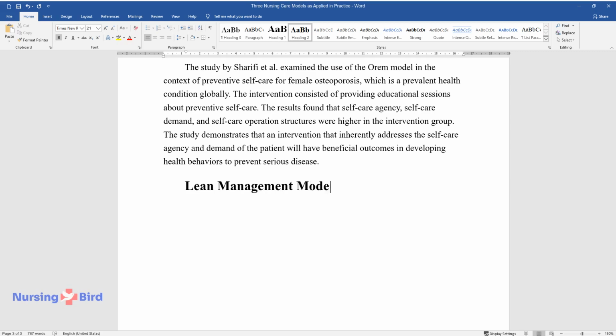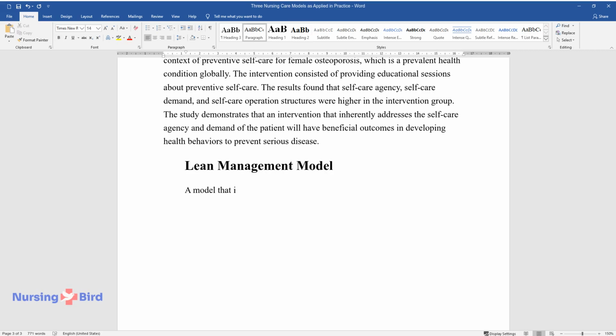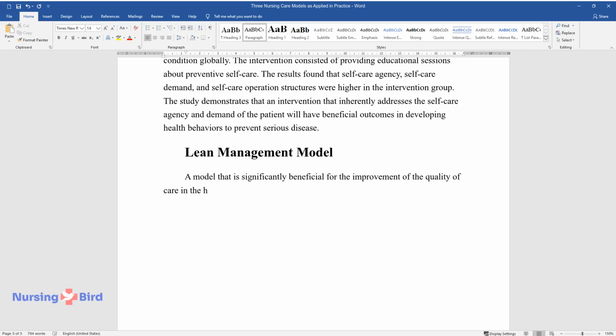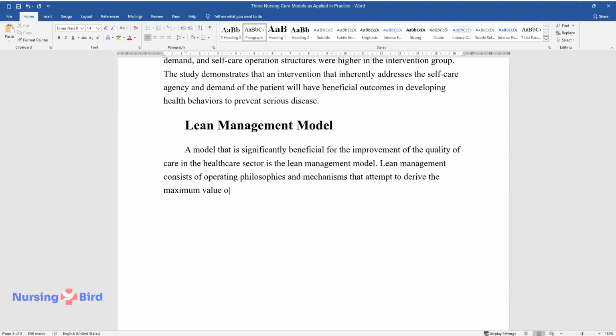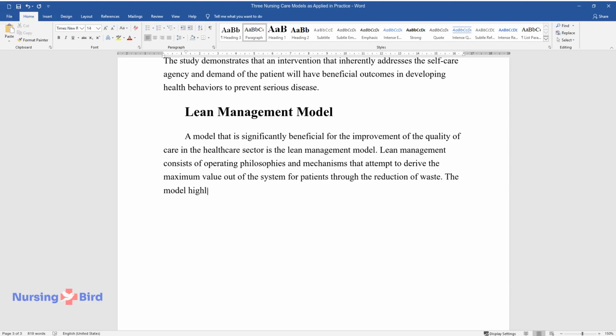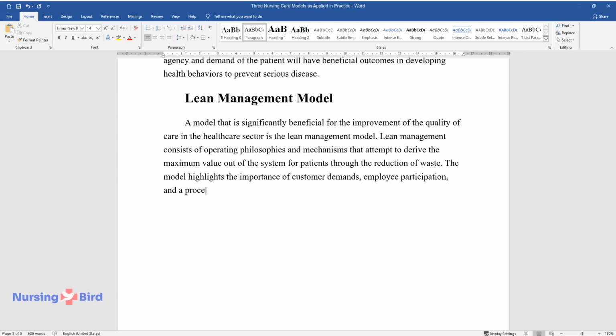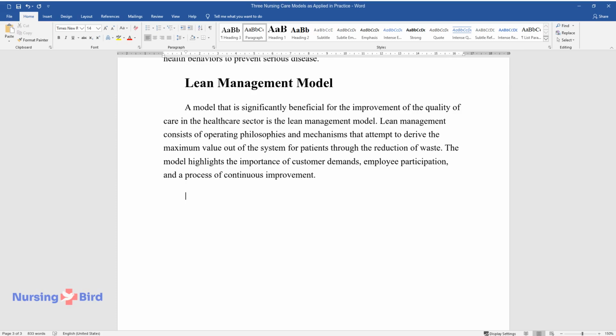Lean Management Model. A model that is significantly beneficial for the improvement of the quality of care in the healthcare sector is the Lean Management Model. Lean management consists of operating philosophies and mechanisms that attempt to derive the maximum value out of the system for patients through the reduction of waste. The model highlights the importance of customer demands, employee participation, and a process of continuous improvement.